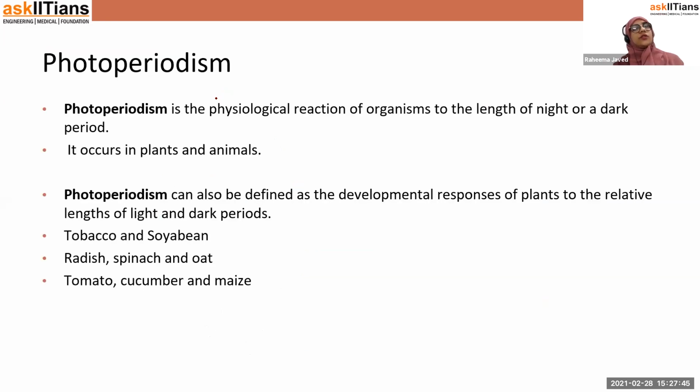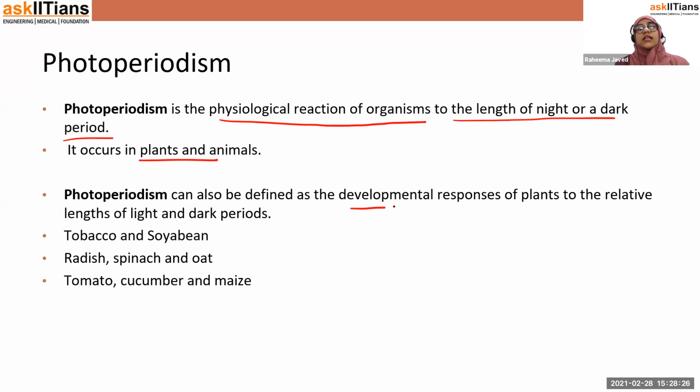Next, we are going to move on to photoperiodism, which is the physiological reaction of the organism, basically the plants, to the length of night or a dark period. Okay, you can also say to the length of day. It occurs in both plants and animals because there are some nocturnal animals also which are active during the night, diurnal and nocturnal animals. But here solely we are going to focus on the growth that is shown in the plants, which depends on the length of the day.